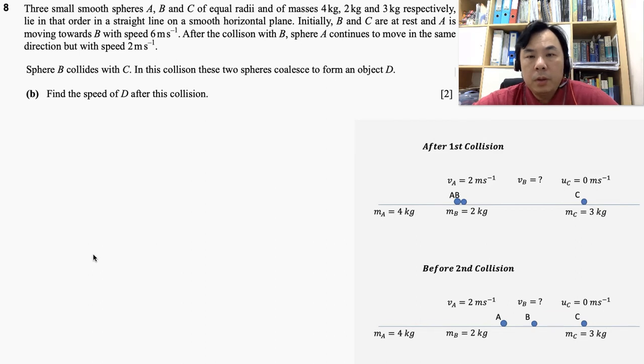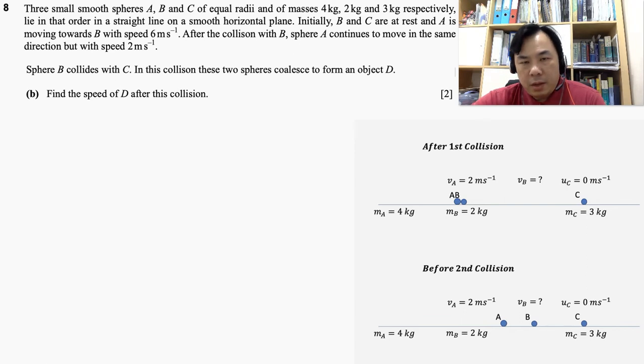All right, for part B, sphere B now collides with C. We know that after A collides with B, B will be moving towards C, and it will surely collide with C. Because the plane is smooth, it should be moving at a constant speed of 8 meters per second, the one that we calculated before this. Now in this collision, when they mention these two spheres, I believe they refer to B and C.